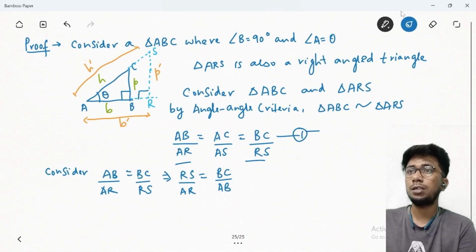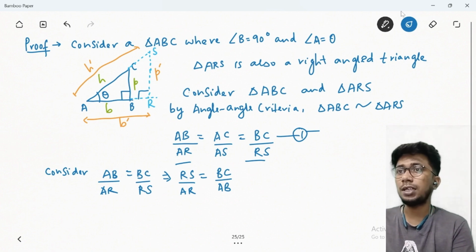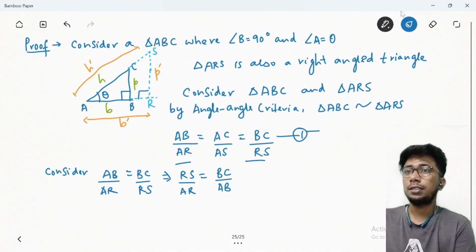Now see, in triangle ABC, this BC upon AB is what? It is nothing but perpendicular upon base, and that we know is tan theta. And similarly, in triangle ARS, this RS upon AR is what? It is P dash upon B dash, that is also tan theta.